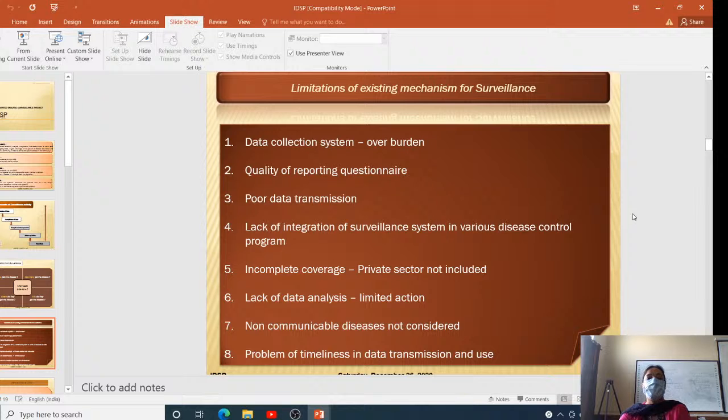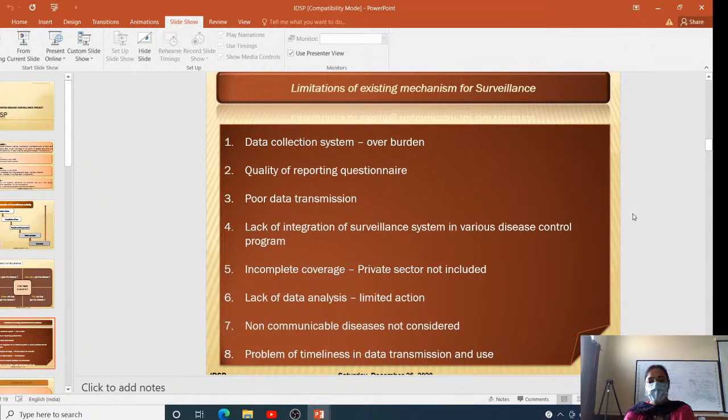Then there was incomplete coverage because the private sector was not included. Then there was lack of data analysis because data used to remain in the PHC itself. It was never transmitted to the higher levels, so nobody knew what was happening. Then non-communicable diseases, which were not much of an emerging problem two decades ago, were not considered at all. So all the data was collected only for vector-borne diseases and infectious diseases, let us say TB, HIV, and diseases of this sort. Hypertension, diabetes were slowly rising, but nobody cared to collect any data at the grassroots level for them.